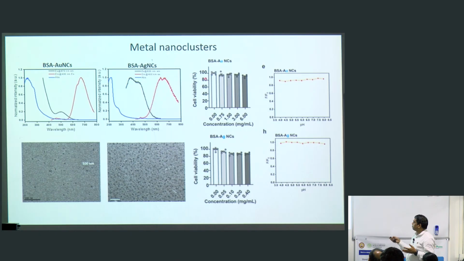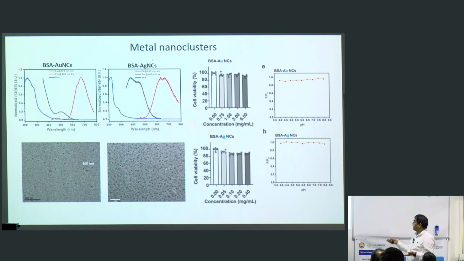Here we have BSA-conjugated gold nanoclusters, which have 25 atoms, as was mentioned this morning, and the silver ones have 30 atoms. We used both of them, and initially we checked several types of biological behavior, because as I told you, biocompatibility and non-toxicity have to be checked first.